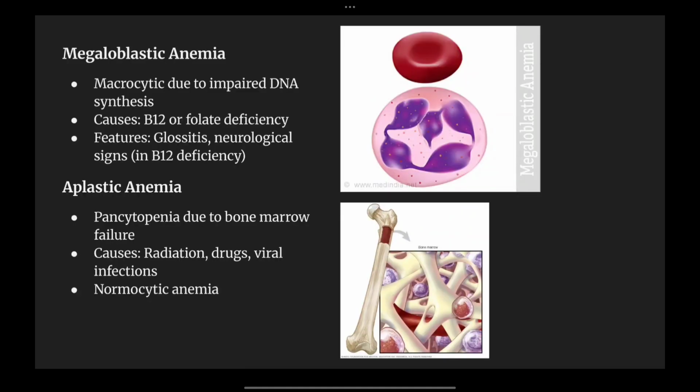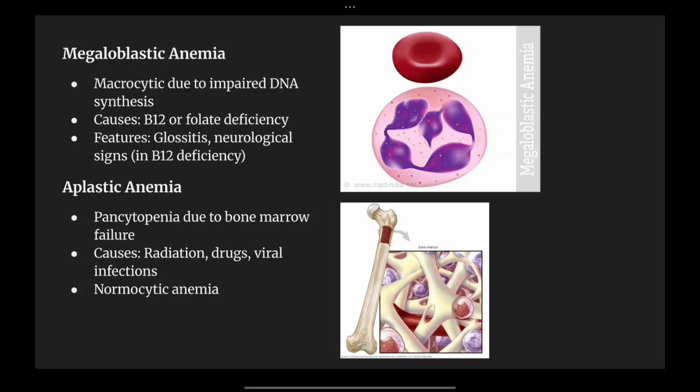Now megaloblastic anemia is another type of anemia wherein it is macrocytic, as the name says, bigger. The RBC cells are bigger than the normal usual size of an RBC. It is caused by impaired DNA synthesis. There is some impairment in the DNA production. Megaloblastic anemia might be caused by B12 or folate deficiency, and the usual features or patient complaints can be seen as glossitis or neurological signs.